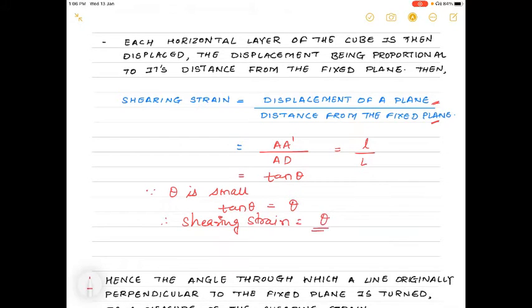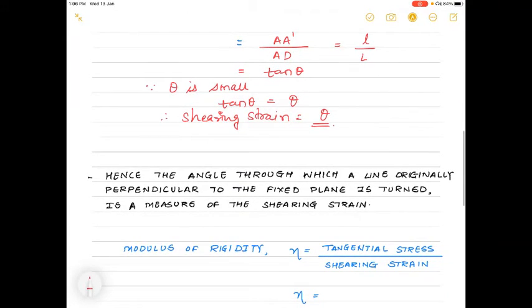equal to theta. Hence the angle through which a line originally perpendicular to the fixed plane is turned is a measure of the shearing strain. So what is shearing strain? It is the angle through which a line originally perpendicular to the fixed plane is turned, or by how much angle it is rotated or displaced. That is called the shearing strain.